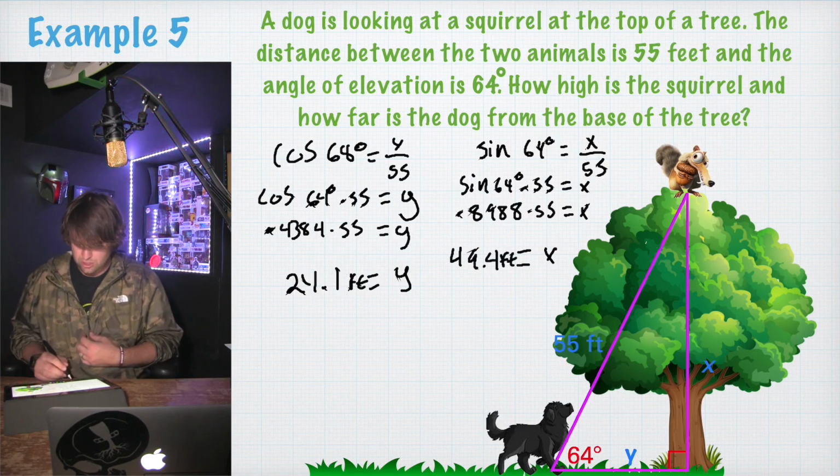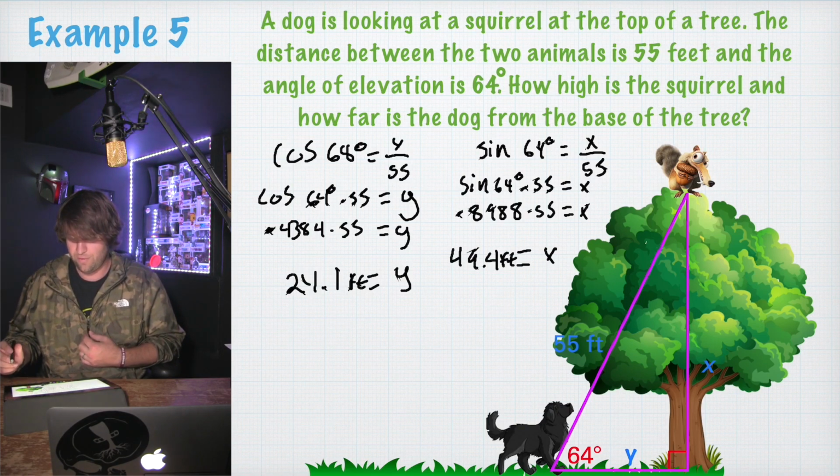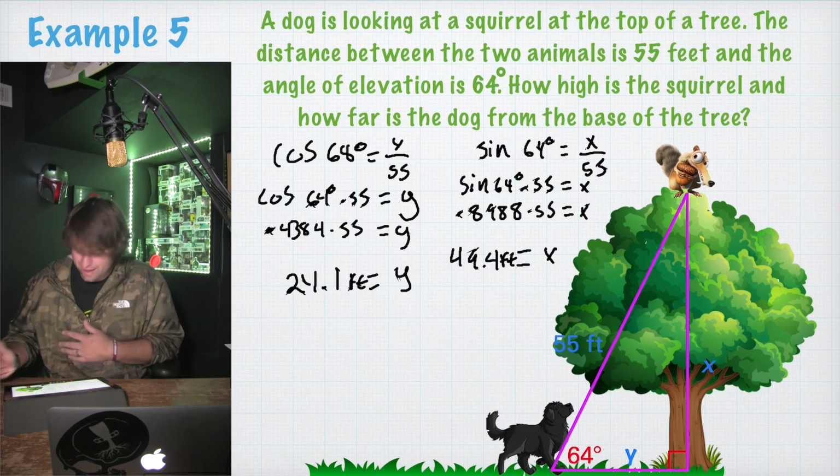Okay? So x is how high the squirrel is, which is 49.4 feet. And then y is how far the puppy is from the base of the tree. I always use a Newfoundland because that's the dog I have.